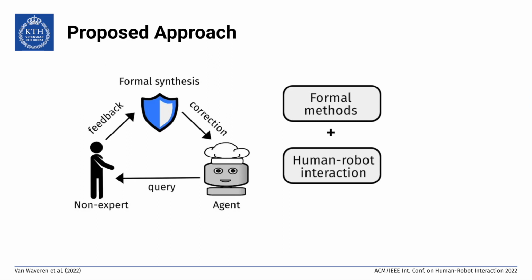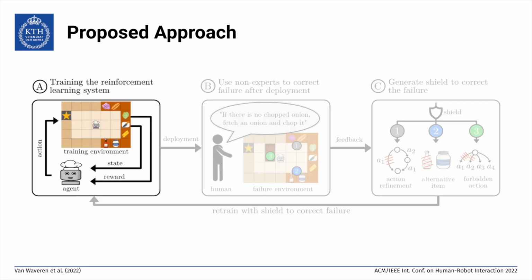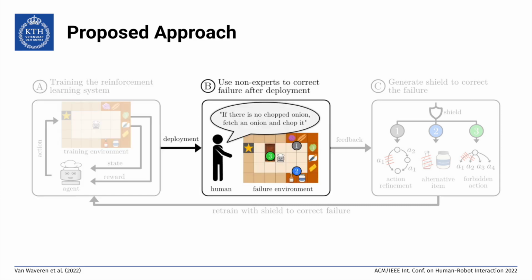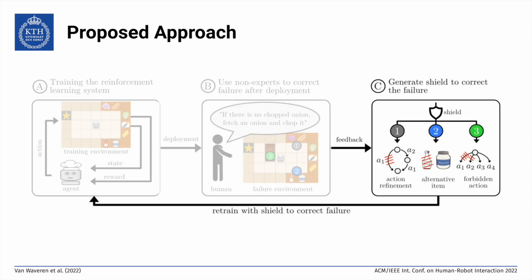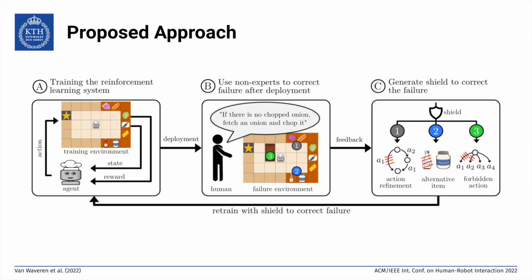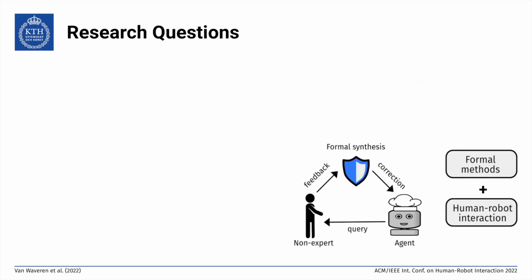Taking together the prior efforts from both research fields, we propose to leverage non-expert input in a policy repair approach that automatically synthesizes correction mechanisms or shields to correct high-level robot behavior. Specifically, the robot is trained as a reinforcement learning system and deployed in a different environment. Upon failure, it queries a non-expert for a correction that is then translated into a shield, with which the system is retrained. This way, robots do not need to fully rely on experts to resolve failures, and we can formally verify the corrected behaviors.